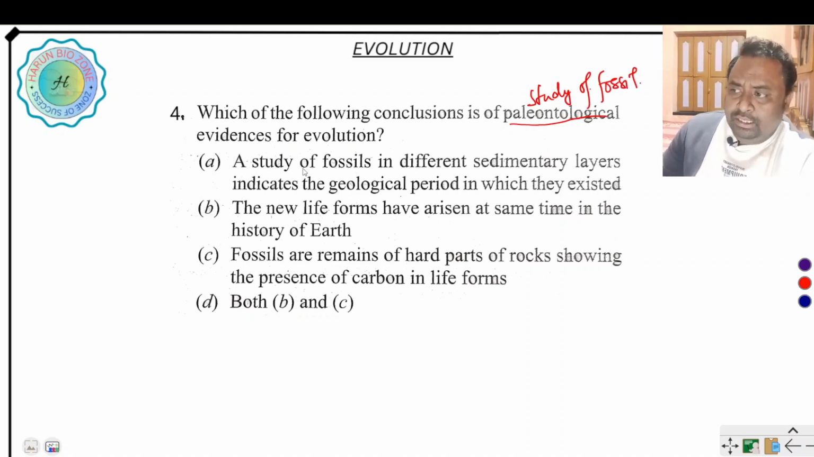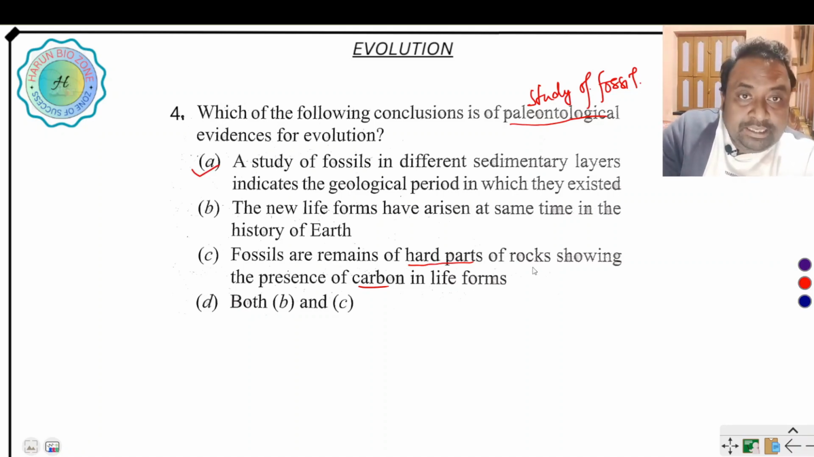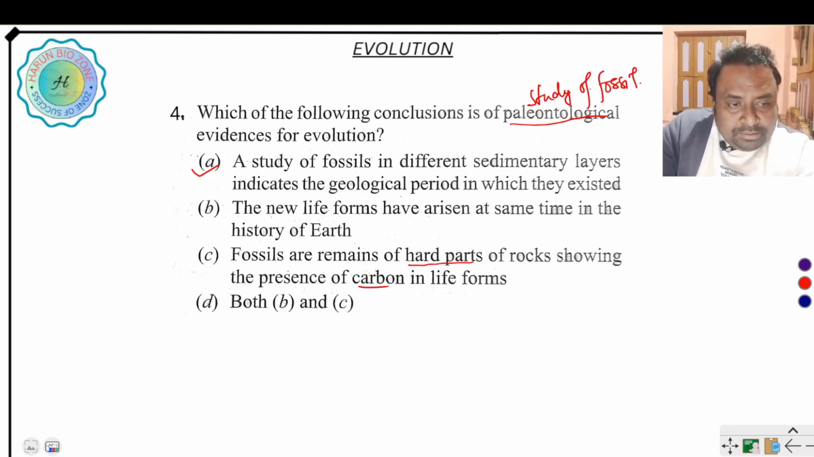The study of fossils in different sedimentary layers indicates the geological periods in which they existed. Fossils are remains of hard parts of organisms, showing the structure of the organism. So here the right option is: study of fossils in different sedimentary layers indicates the geological period in which they existed. Option A is correct.